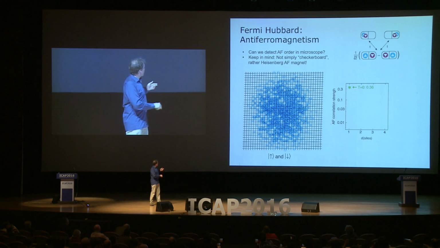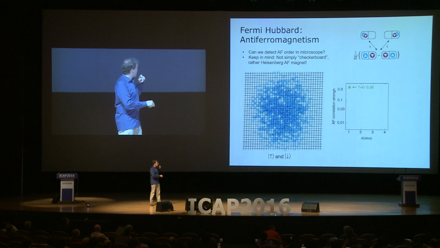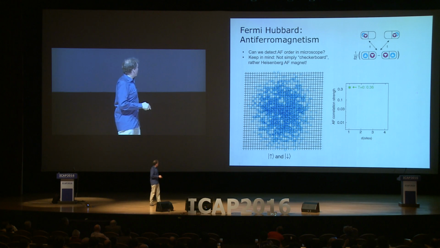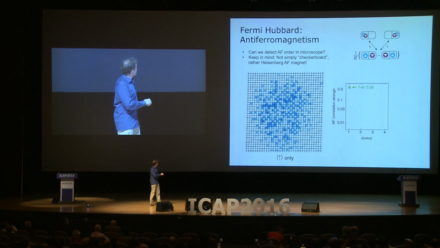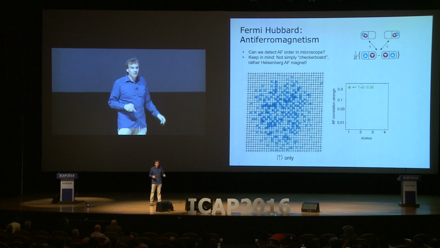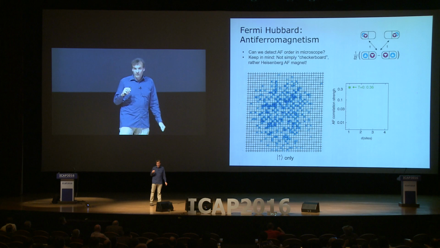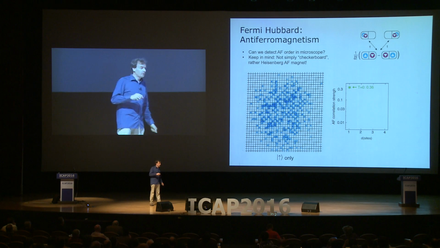This is a picture where we look at all the atoms, but we can do a trick. We can blow out one species of atoms and then just look at one spin state. And if you do this, voila, we get pictures like this. And you can already see by eye a lot of antiferromagnetic correlations here. So we were really excited to see that.